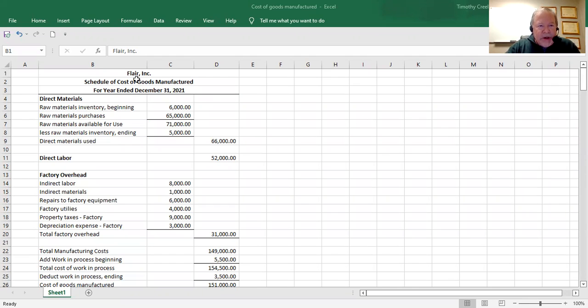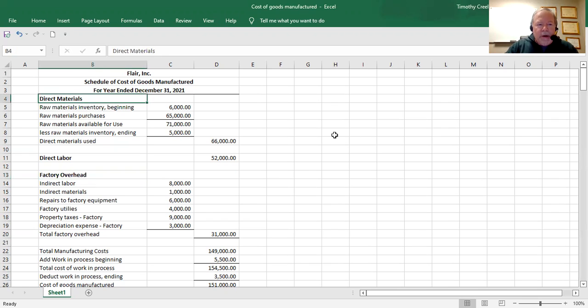Now, the schedule of cost of goods manufactured basically shows what moves through work in process during a period. Remember that the three elements of product cost are direct materials, direct labor, and factory overhead, and all of these enter into production in work in process. So the cost of goods manufactured is everything that moves through work in process during a period of time, typically a month or maybe a year.